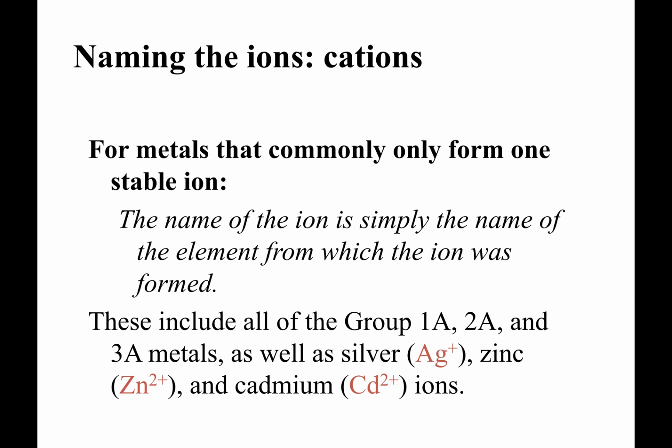We also have 3 kind of sneaky transition elements that only form one type of cation. If you want to, on those periodic tables, please find silver, zinc, and cadmium on the periodic table I gave you. They're kind of clustered together, aren't they? They kind of make a backwards L. For zinc, put a +2, and for cadmium, put a +2. And then for silver, put a +1.